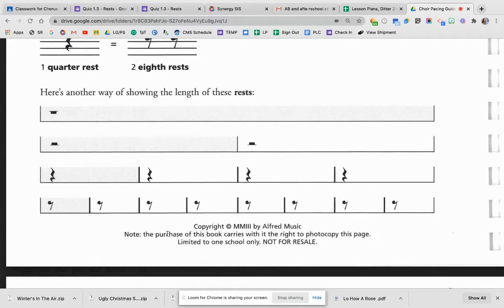Here's another way of looking at the lengths. The whole rest takes the entire measure. A half rest takes half the measure. A quarter rest takes a quarter of the measure, and an eighth rest takes 1/8 of the measure.